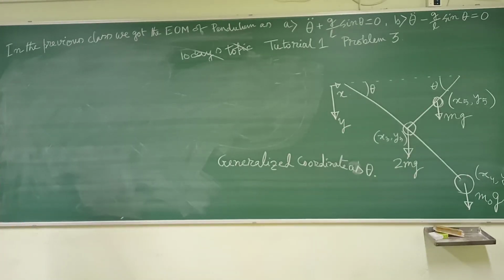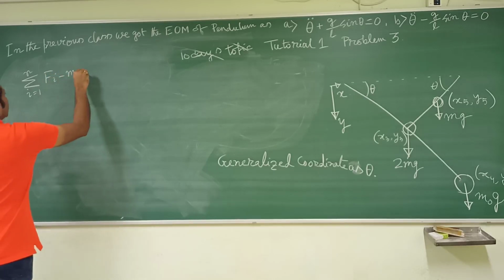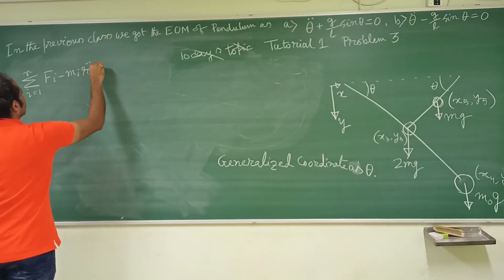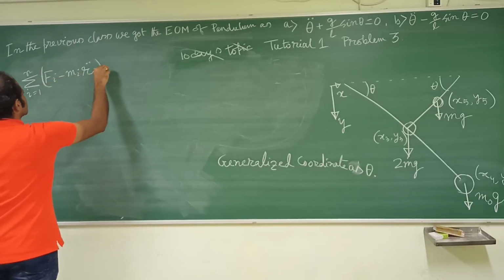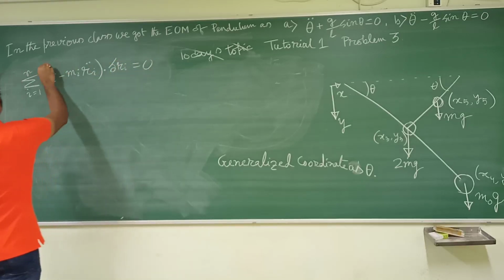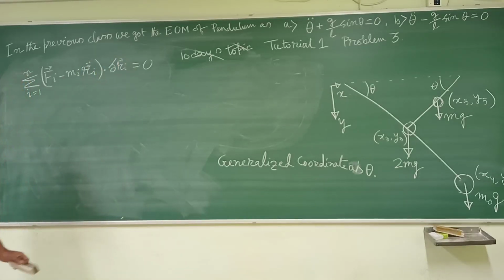So what we have to do? We have to use the principle of virtual work. The statement of the principle of virtual work is that the sum over i equal to 1 to n of (F_i minus m_i a_i, or rather r_i double dot) dot product with delta r_i is going to be 0. Please keep in mind that all these are vectors.